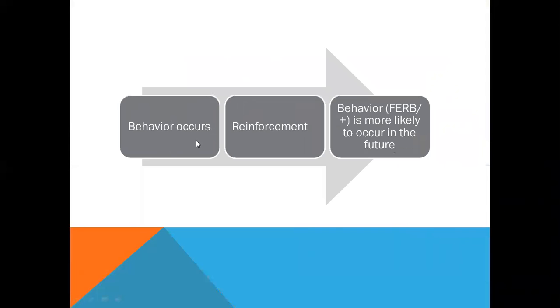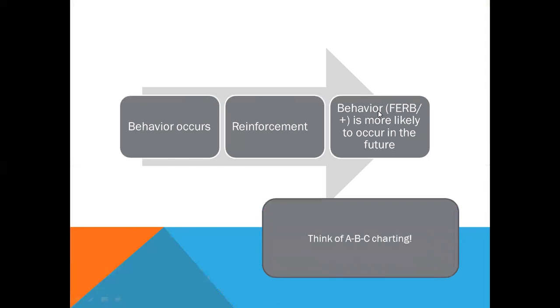So a behavior occurs, we reinforce it, then that behavior is more likely to occur in the future. So if a student is demonstrating a coping skill or replacement behavior, we want to really reward that in some way, whether we're adding something good or taking away something bad, so that they're going to be more likely to use that behavior more in the future.